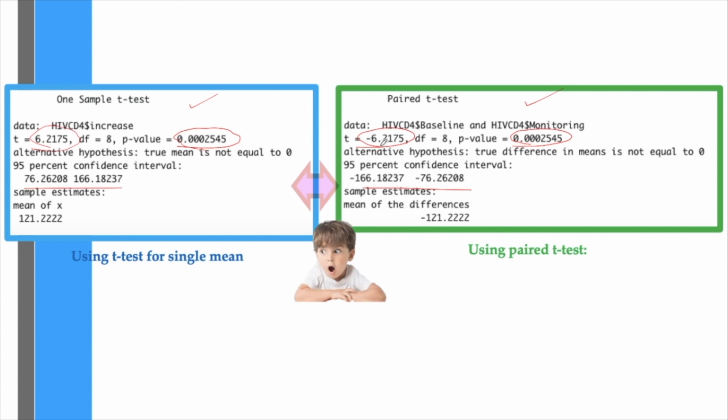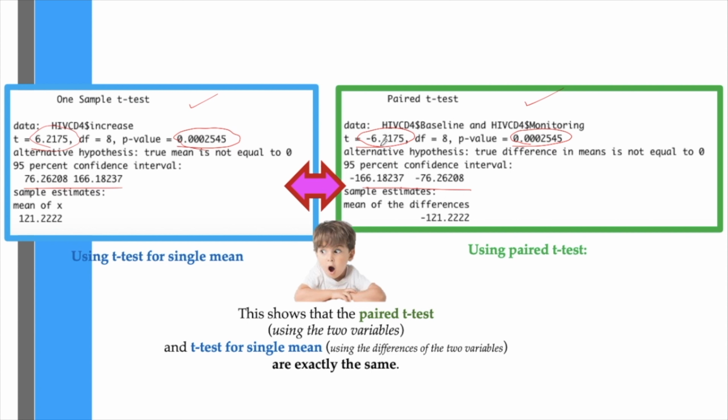So this shows that the paired t-test and the t-test for single mean are exactly the same. It is just that the paired t-test, instead of actually using the two columns, computes the difference and then performs a t-test for single mean using the differences. So that is about the statistical inference involving two means.